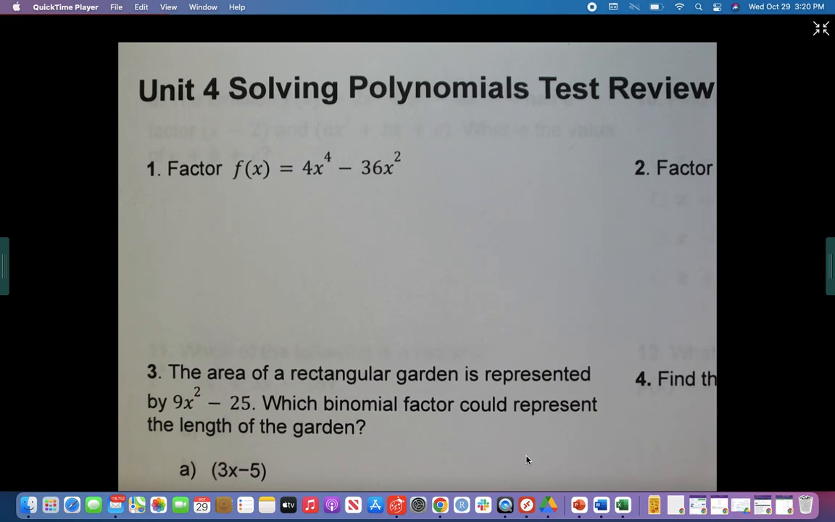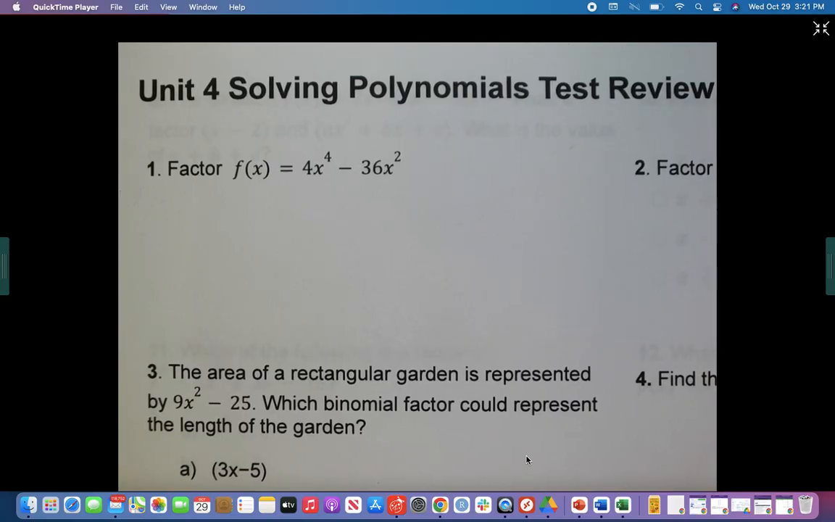Is to go over the Unit 4 Solving Polynomials test review. So for number 1, it tells us to factor f of x. First thing, remember when you're factoring, you want to check to see, do your terms have anything in common that you can factor out? So can you factor out a GCF?